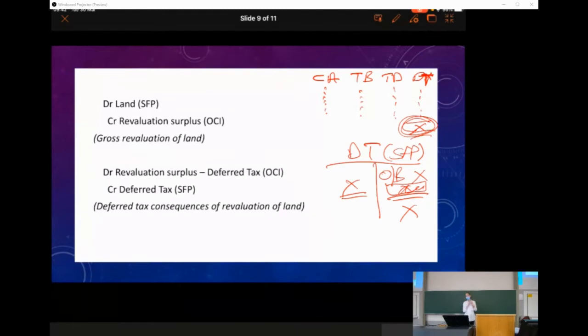Remember someone, I can't remember, I was so nasty to someone yesterday when I said that's a stupid question. There is no such thing as a stupid question. I'm so sorry that I said that. I said that would be silly to do the journals per asset.